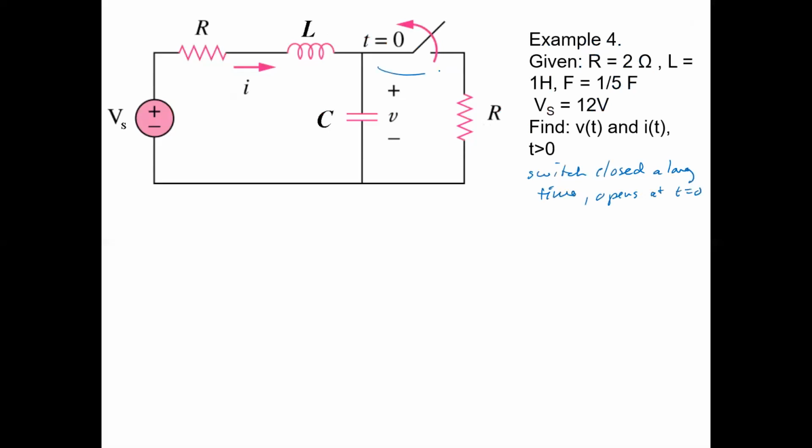When you see this symbol, that's really what that means, right? That symbol of a switch where the arrow is showing you what's happening at t equals 0. It was closed and now it's opening, right? So you have to be able to see that and interpret that properly.